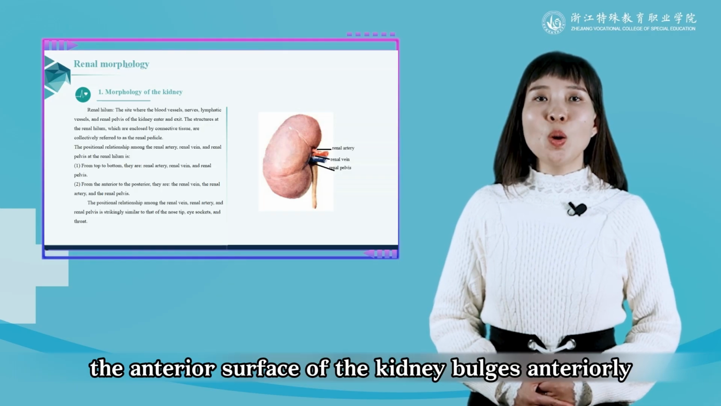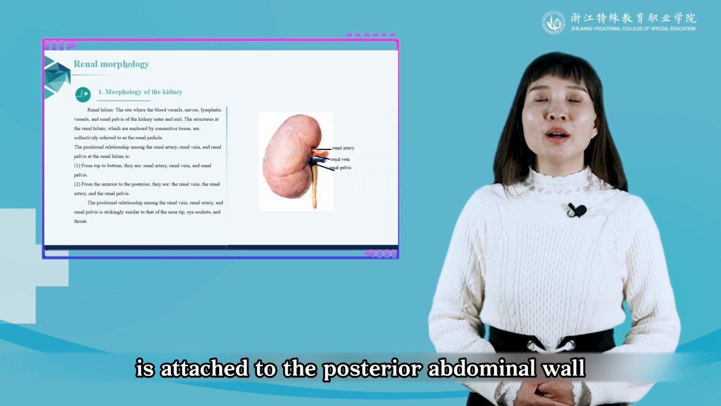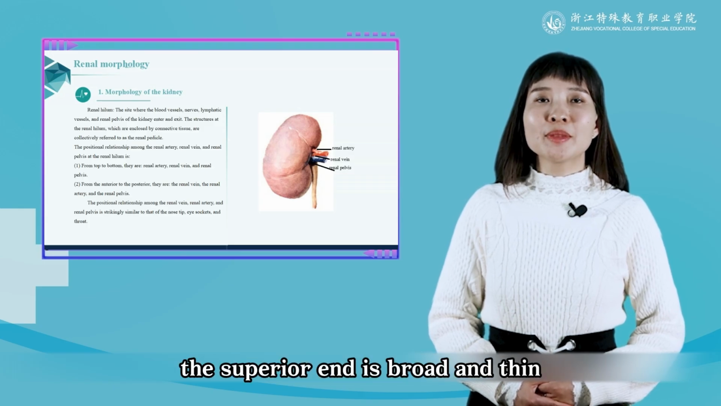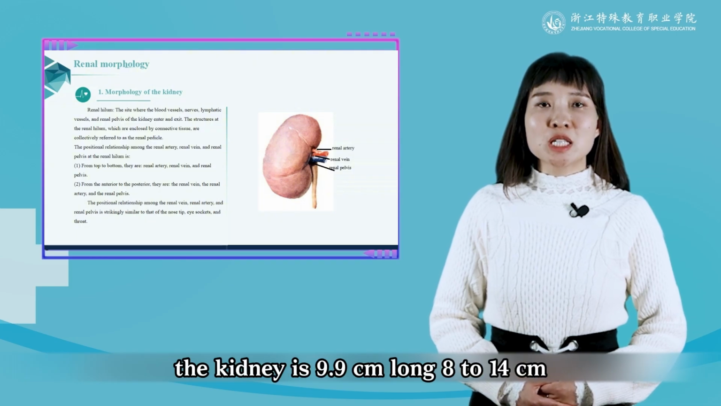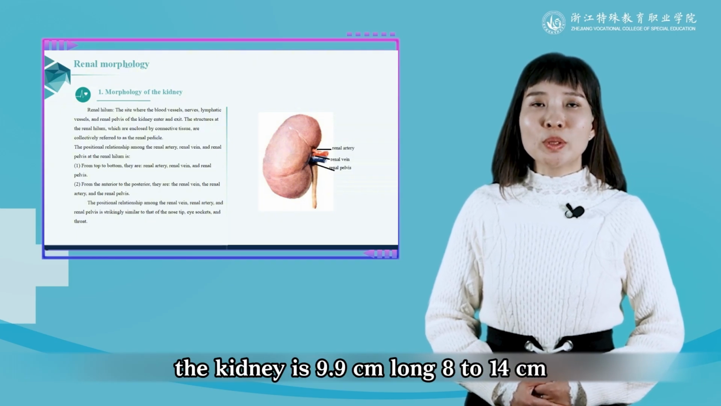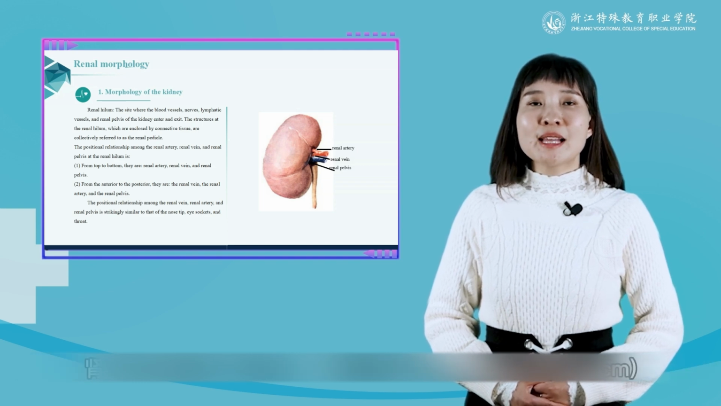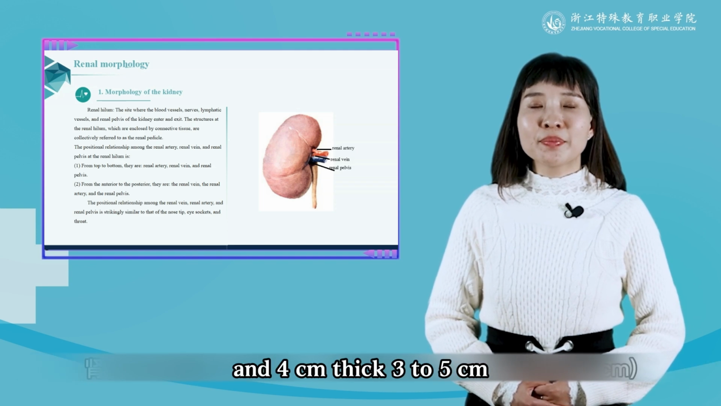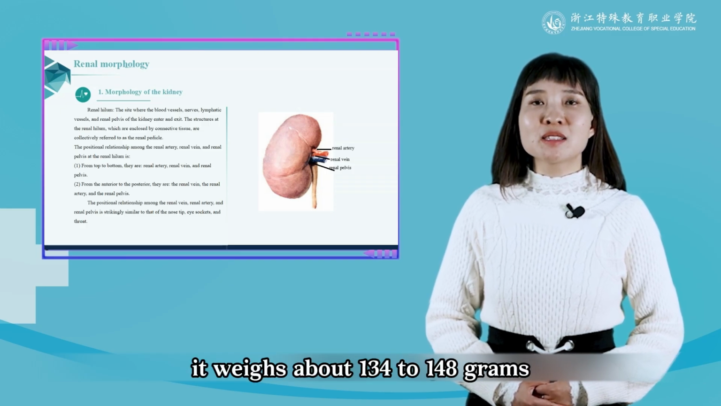The anterior surface of the kidney bulges anterolaterally. The posterior surface is attached to the posterior abdominal wall. The superior end is broad and thin. The inferior end is narrow and thick. The kidney is 9.9 centimeters long, 8 to 14 centimeters, 5.9 centimeters wide, 5 to 7 centimeters, and 4 centimeters thick, 3 to 5 centimeters. It weighs about 134 to 148 grams.